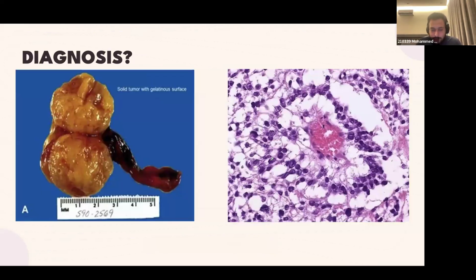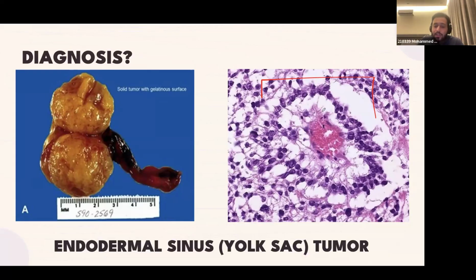How about this patient? Yolk sac tumor. What do you see on histology? What's this feature called? Schiller-Duval bodies. Excellent. It's a very yellow tumor with Schiller-Duval bodies. Now, what will be positive in these patients? What marker? Alpha-fetoprotein. Excellent. Good. Okay. This is endodermal sinus yolk sac tumor.